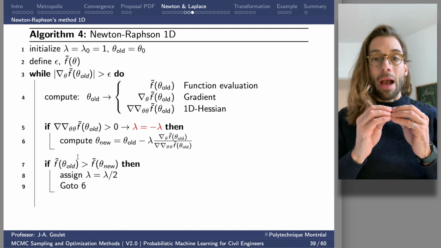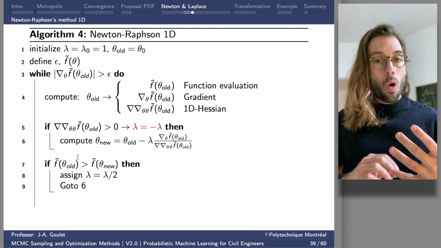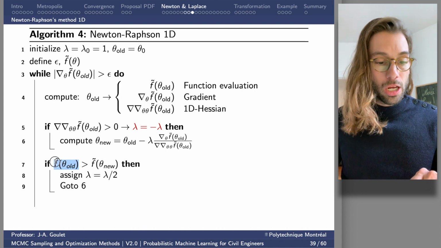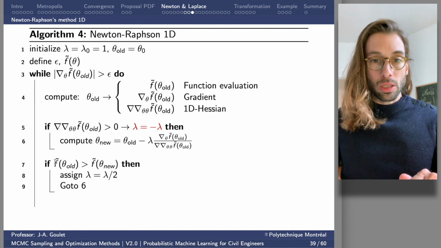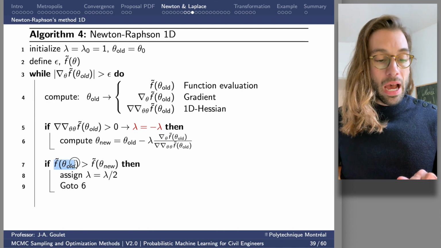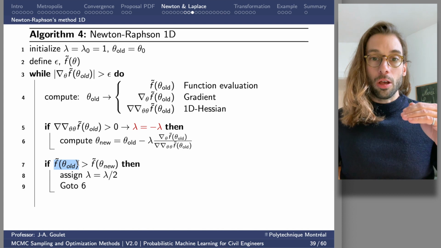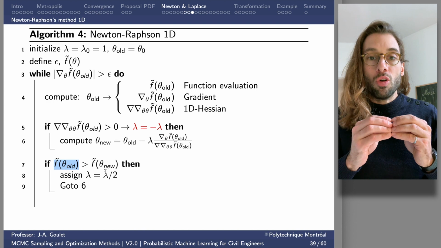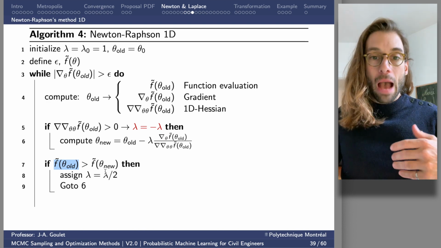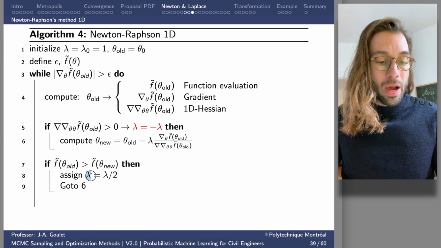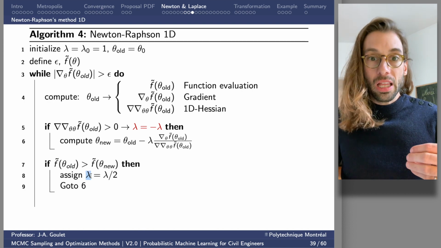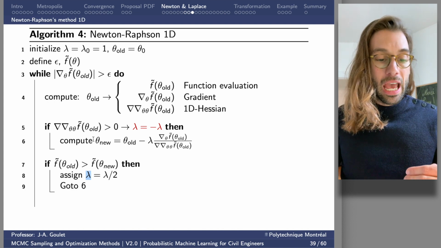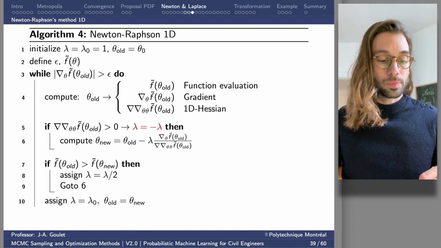Here I'm going to say, okay, I'm going to accept that proposed location only if my target value at the current location, or in this case, my criteria is set in the opposite way. If my target value at the current location is greater than the proposed location, I'm going to say I don't accept to move by a full step, okay? I'm going to correct that step using the heuristic. My length scale or my scaling factor lambda is equal to lambda over 2. And then I'm going to go back to step 6 and recalculate a new position.